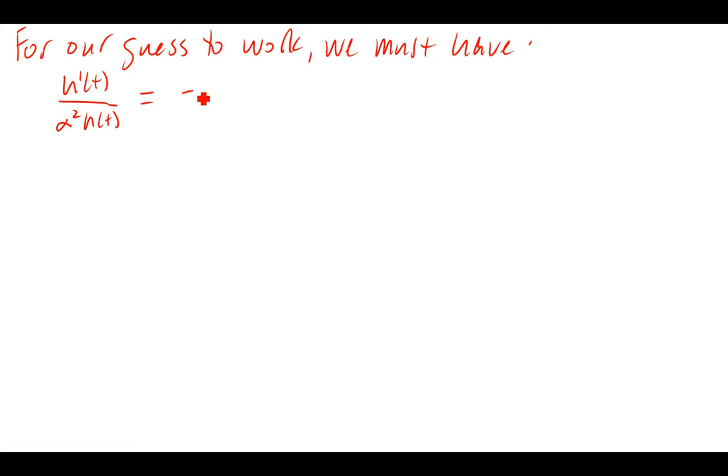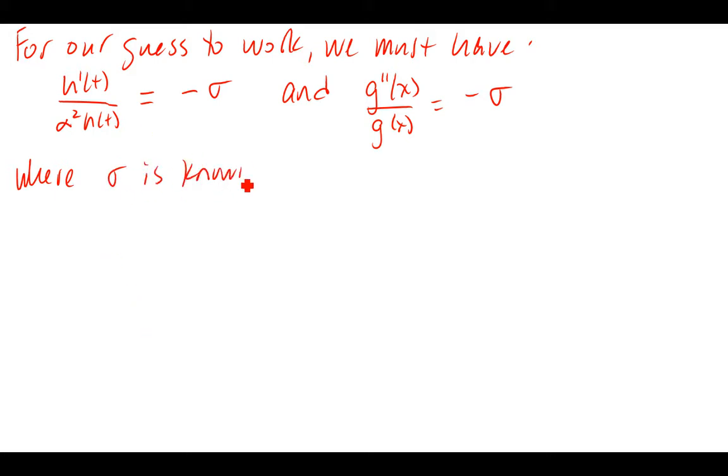Now, in the strange world of labeling, we're going to call this constant negative sigma. That's a lowercase sigma there, the Greek letter. All right? So it has to be true that these are equal to each other and that they're both equal to a constant. So we're going to call that constant negative sigma. So let me write that down. Where sigma is known as the separation coefficient or constant. I'll go with constant.